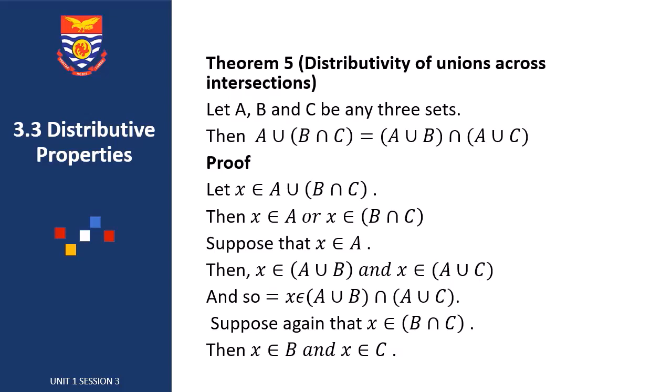It is equal to (A ∪ B) ∩ (A ∪ C). That is what the distributive property of union is saying. Distributive property of union over intersection. Now let's look at the proof. How do we prove this?